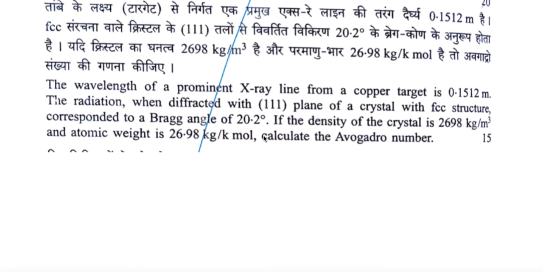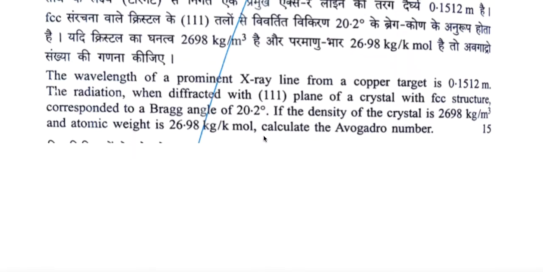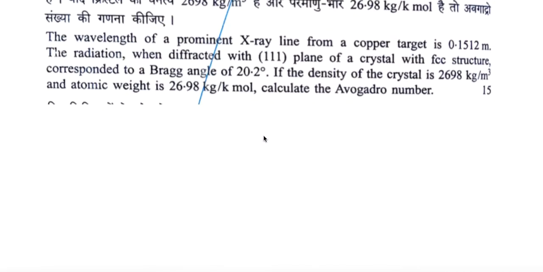The question is: the wavelength of a prominent X-ray line from a copper target is 0.1512 meter. The radiation, when diffracted from the 111 plane of a crystal with FCC structure, corresponded to a Bragg angle of 20.2 degrees. If the density of the crystal is 2698 kilogram per meter cube and the atomic weight is 26.98 kilogram per kilomole, calculate the Avogadro number. The question is not very easy. We need to correlate many things from chemistry and solid state physics. First, we are given the wavelength of the radiation, lambda equal to 0.1512 meter. So let's write what is given here.